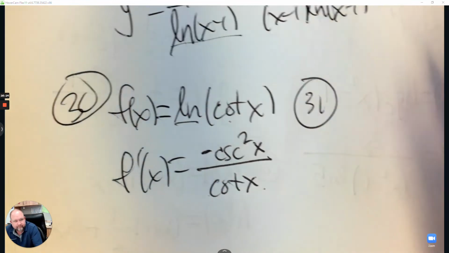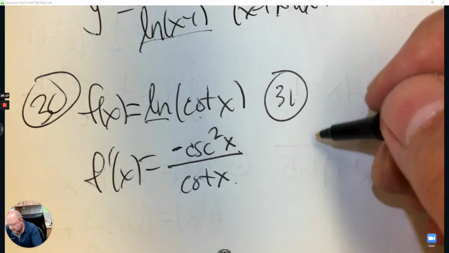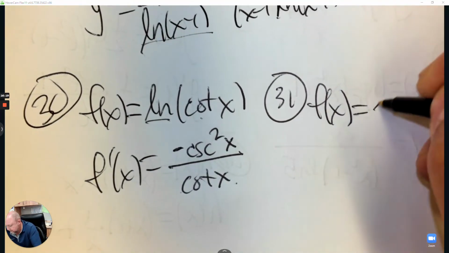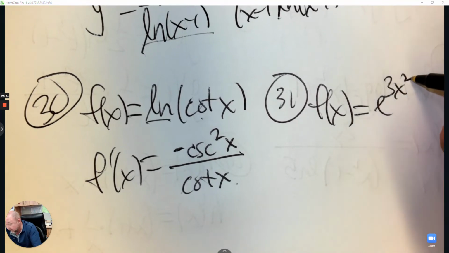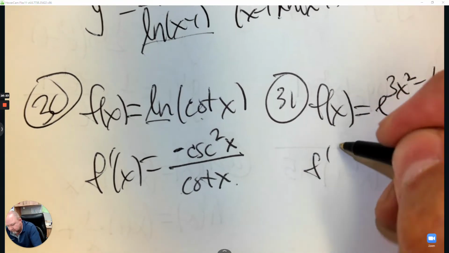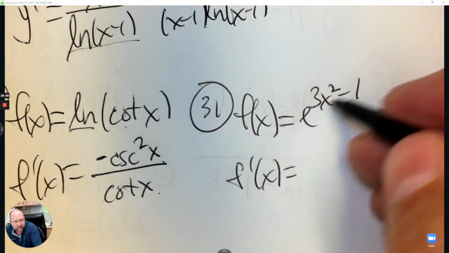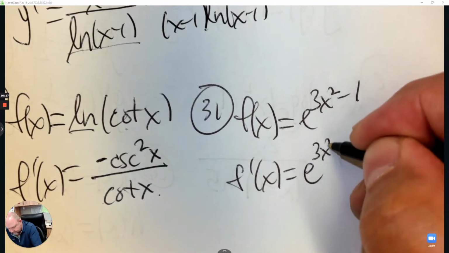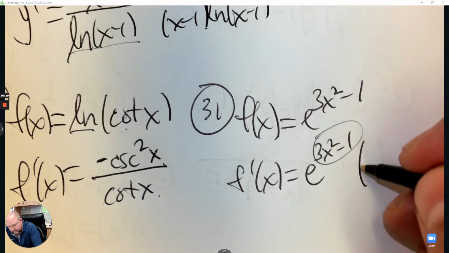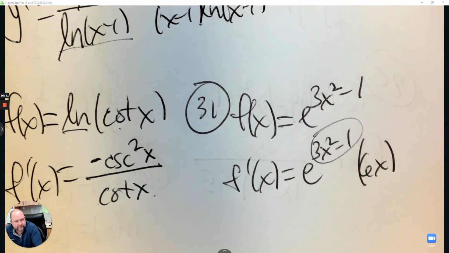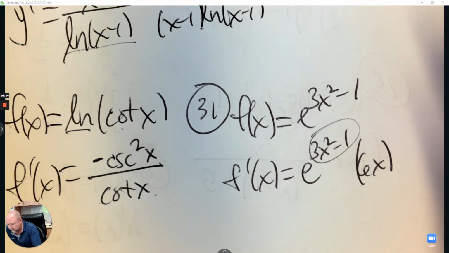31. This is not a logarithm. So what's the derivative of an exponential? You copy it. And then the derivative of the exponent is the hook. 32.